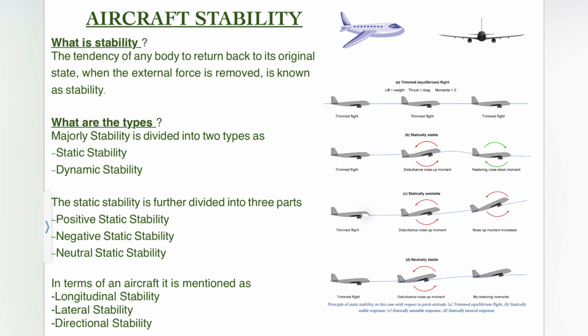If the trajectory has changed and a new trajectory is taken by the aircraft because of the disturbance, the aircraft nose pitches up and the aircraft is not coming back to its original position. There is a deviation, and this deviation keeps on increasing with time. So this is a statically unstable property of an aircraft. That is known as negative static stability.